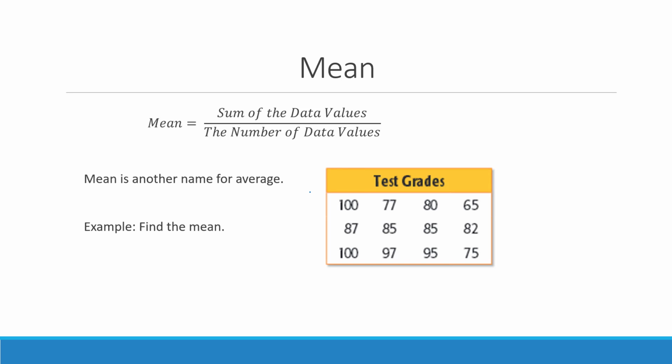We would add them all together. If you do add them all together, you get 1,028. That would be my sum of the data values. Then I want to divide by how many data values I have. So I have 1, 2, 3, 4, 5, 6, 7, 8, 9, 10, 11, 12 test scores. Dividing that by 12 is going to give you your overall average or your mean. In this case, I'll round to the nearest tenths place, so it's approximately 85.7 would be your overall average on those test scores.